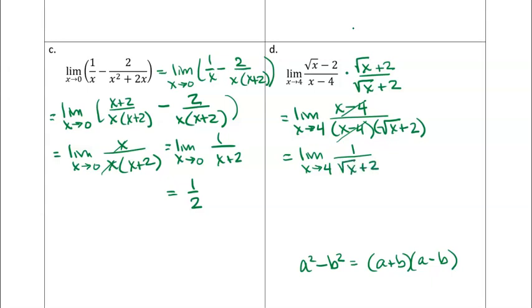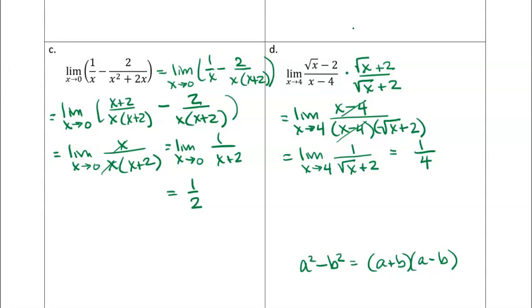Now we can just do direct substitution, and we get 1 over the square root of 4, which is 2, 2 plus 2. 2 plus 2 is 4. So our answer is 1/4. That limit goes to 1/4.